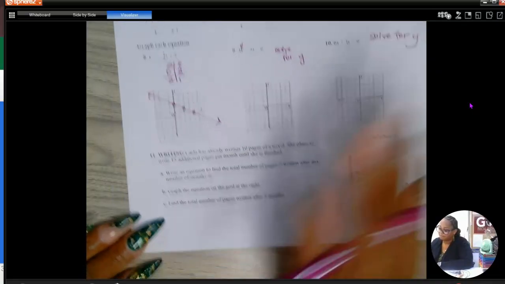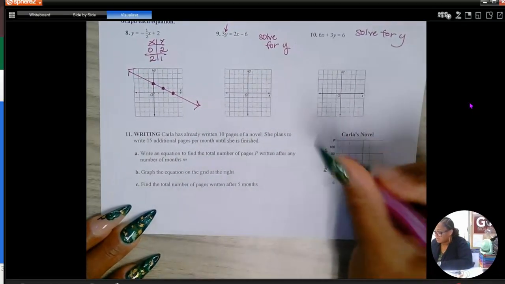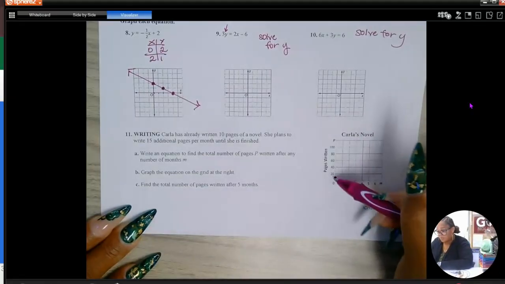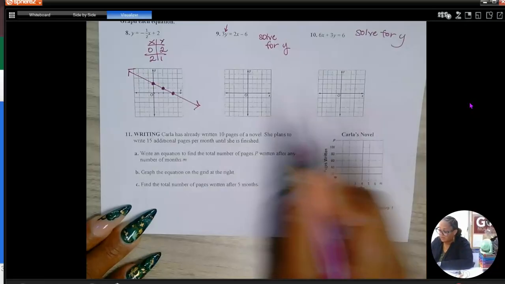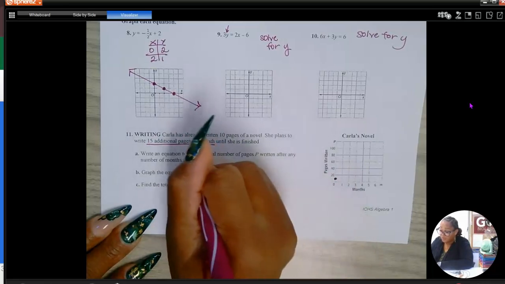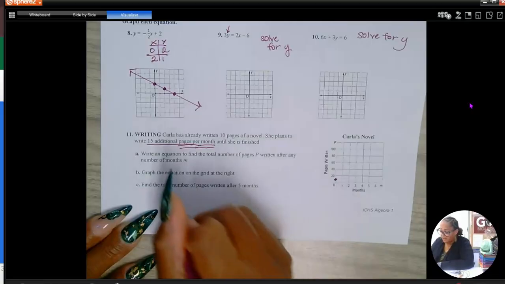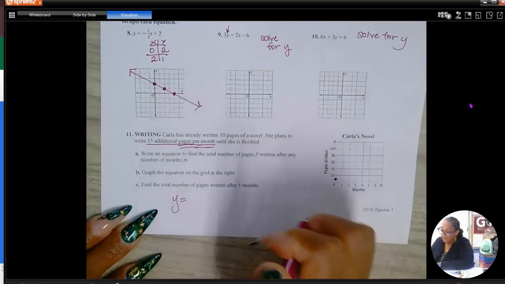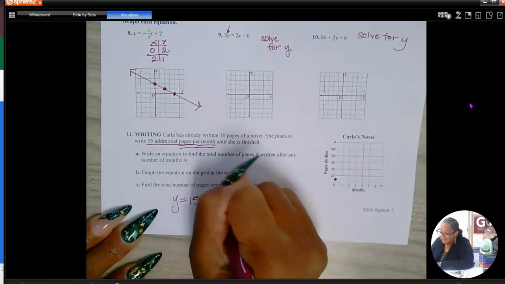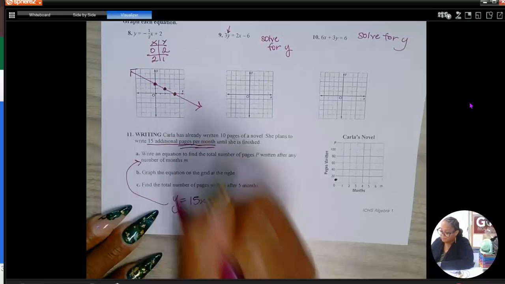Down here, it says Carla has already written 10 pages of a novel. So let's come over here and plot my 10. 0, 10. Now it's going to be halfway between 0 and 20. She plans to write an additional 15 pages per month. That is a rate. Wherever you see the word per, for each, for every, that is a rate. So y equals 15x plus the 10 that she already started with. Okay, so that's my equation here.